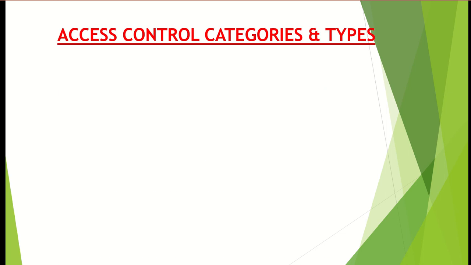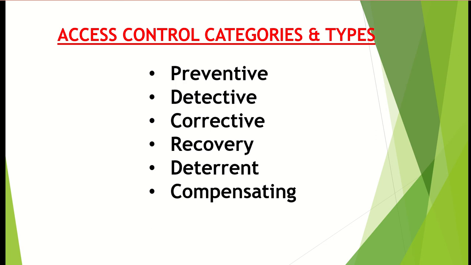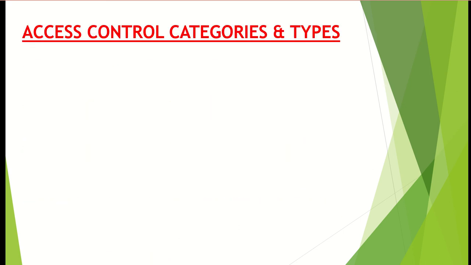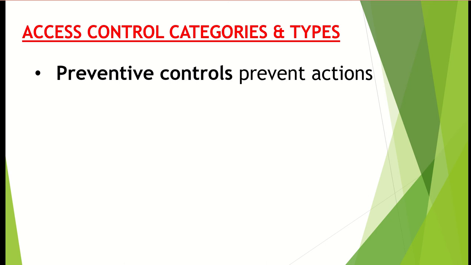Access control categories and types. So, we do have the different categories and types of the access control. So, we have the preventive, detective, corrective, recovery, deterrent, and compensating. So, those are 6. Unang-una dyan, let's talk about preventive controls.